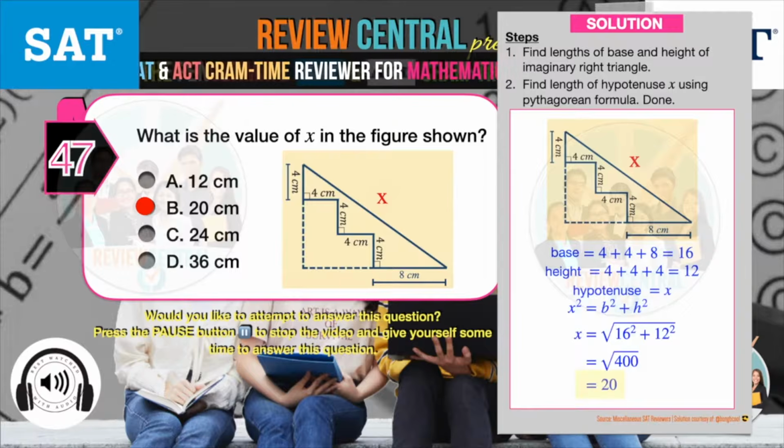x is the hypotenuse of the imaginary right triangle, and we can compute it simply using the Pythagorean formula, where the square of the length of the hypotenuse is equal to the sum of the squares of the lengths of the two legs. x squared equals 12 squared plus 16 squared. Therefore, x equals 20.